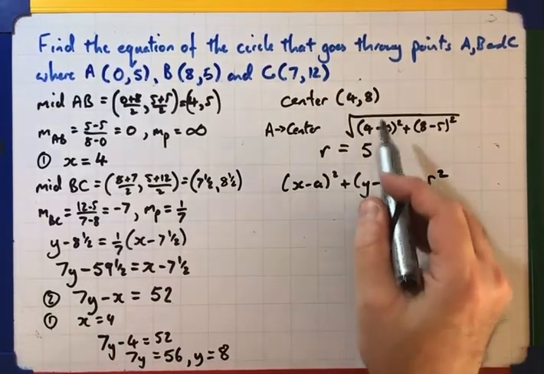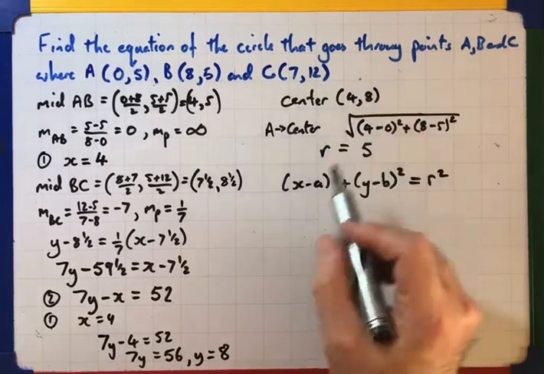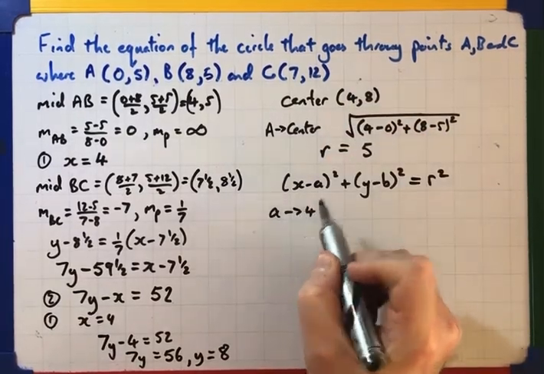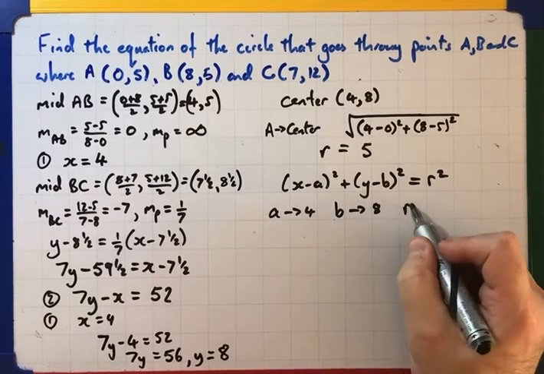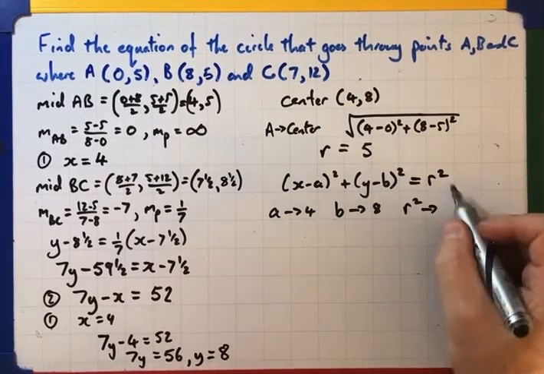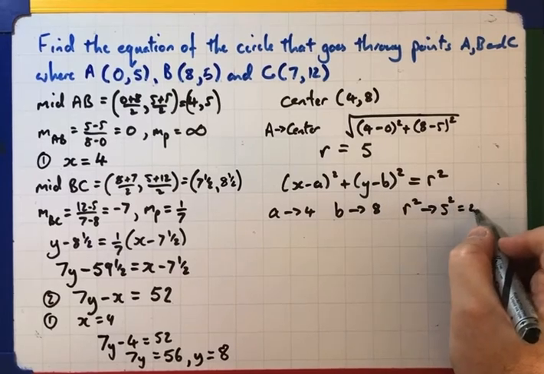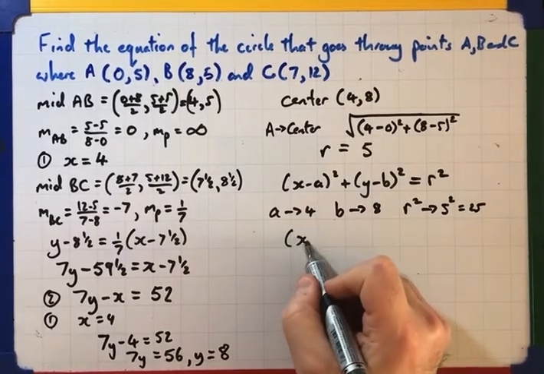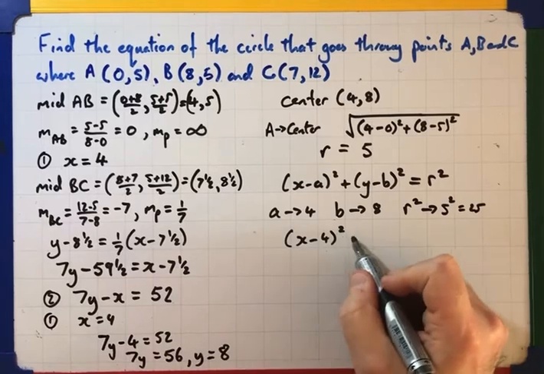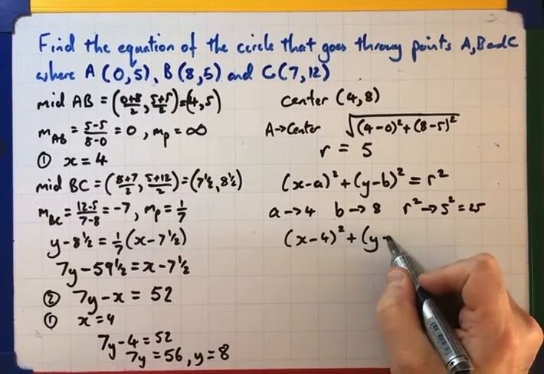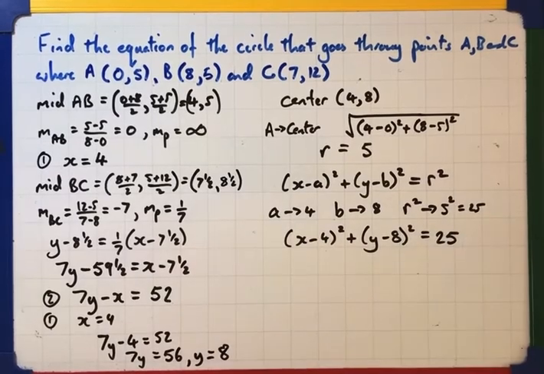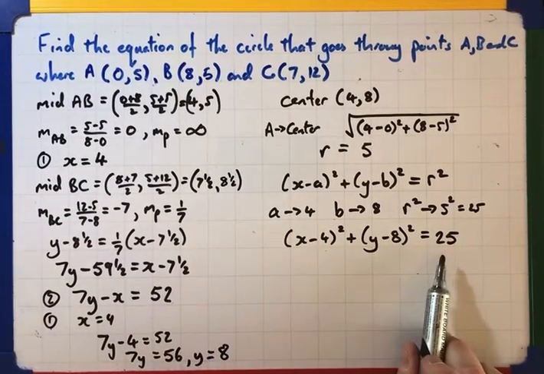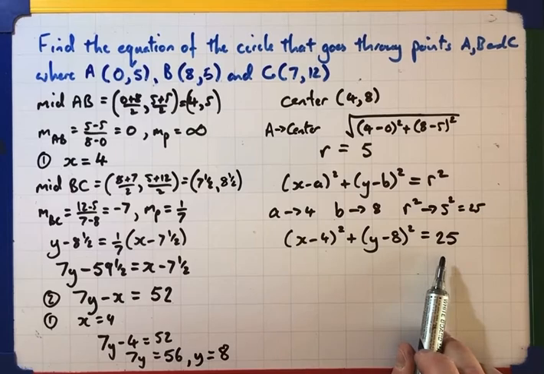So that's a. So a is 4, b is 8, and r squared is 5 squared, which is 25. So writing that down, you've got x minus 4 squared plus y minus 8 squared equals 25. And that is the equation of our circle.